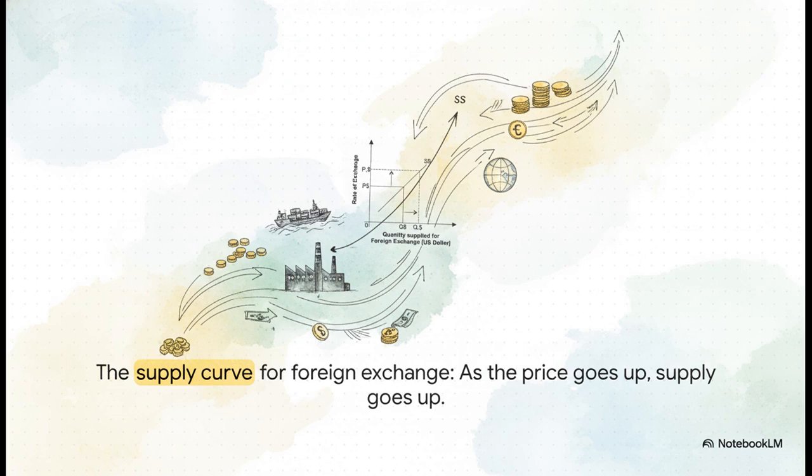When the exchange rate is high, it means our currency is relatively cheap for foreigners. That makes our exports look like a really good deal to them. So they buy more from us, and as a result, the supply of their currency flowing into our economy goes up. This gives us that classic upward-sloping supply curve.